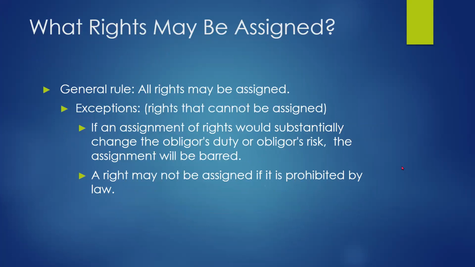General rule: all rights may be assigned. Exceptions: rights that cannot be assigned. If an assignment of rights would substantially change the obligor's duty or obligor's risk, the assignment will be barred. A right may not be assigned if it is prohibited by law.